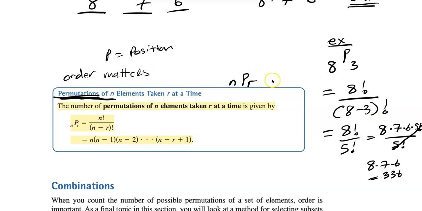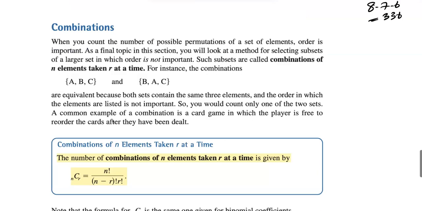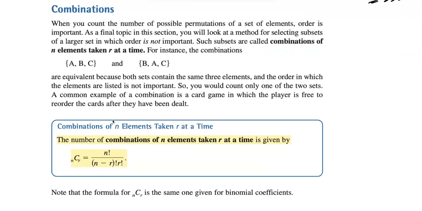So if you're picking a smaller set out of a bigger set and order matters, we're going to do a permutation. That's the form we're going to use. Now, combination is the same concept, but in this case, order does not matter. So it does not matter which you get first. So if you have a sequence of A, B, C, it's the same thing as getting B, A, C.